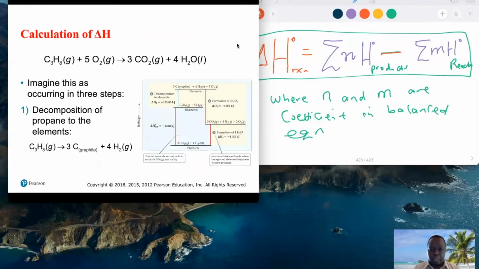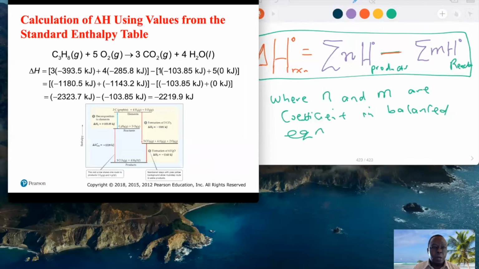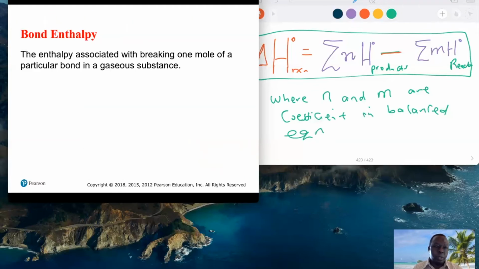So it's given for that. But what I've seen in terms of the 0, you may be given it as 0. Sometimes if you are not given it, assume that it's for an element. For elements, the enthalpy is always taken as 0. And all you have to pay attention to is the balanced equation.